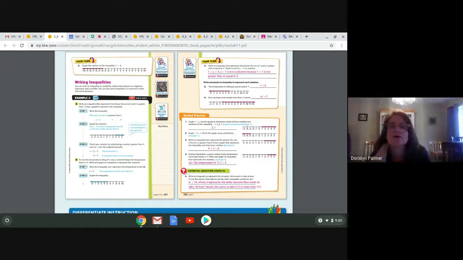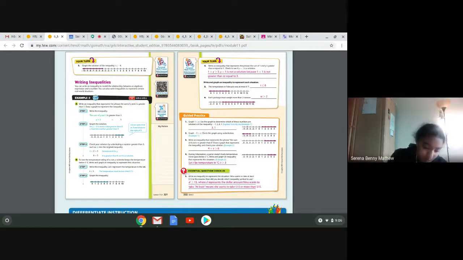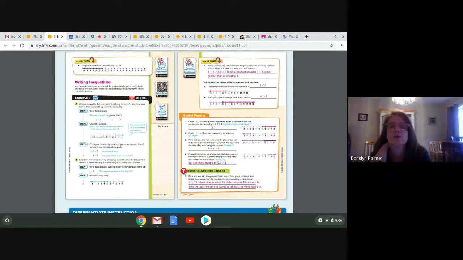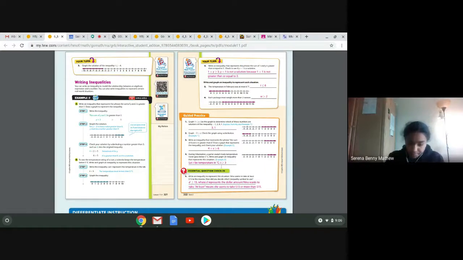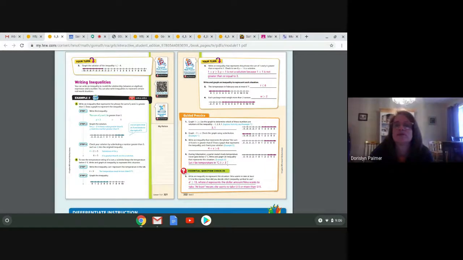Number 4, during hibernation, a garter snake's body temperature never goes below 3 degrees Celsius. Write and graph an inequality that represents that. If T is temperature, that would be T is greater than or equal to 3. A closed-in circle at 3, graph goes to the right.